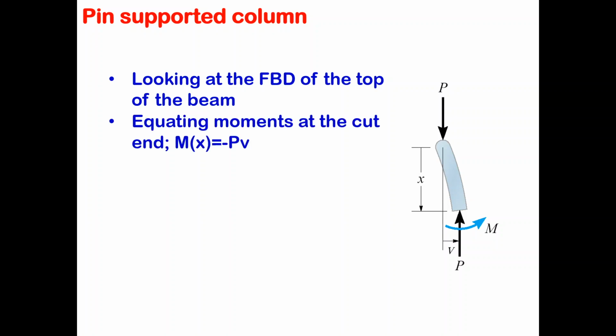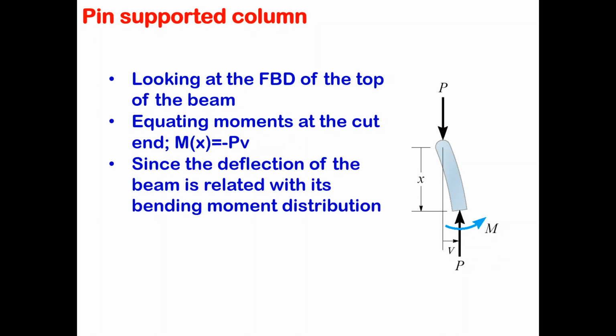So X and V are two of the variables we have here. We can write the moment balance at the cut end and find the equation for it. M at each location X is going to be equal to negative P multiplied by V, right? So it is going to be in the other direction.